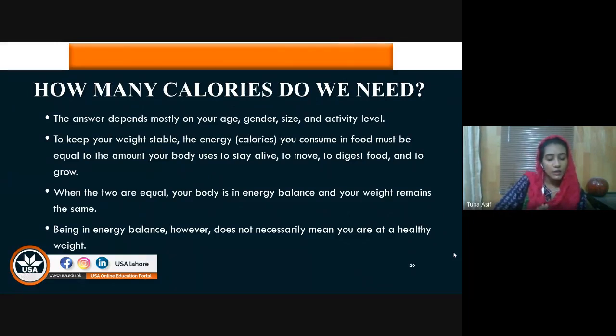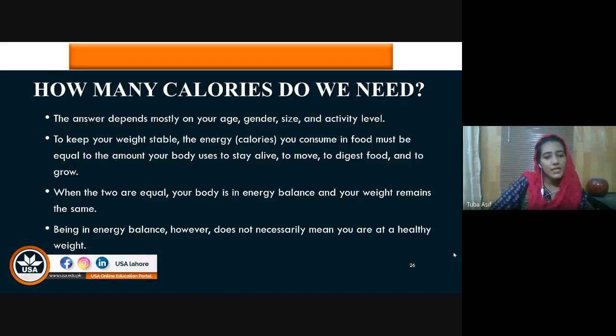Gender is also a very important indicator. Females require fewer calories than males, but their requirements for certain nutrients, such as iron and calcium, are higher than males. The body size is also very important, and the level of physical activity is also a major indicator.